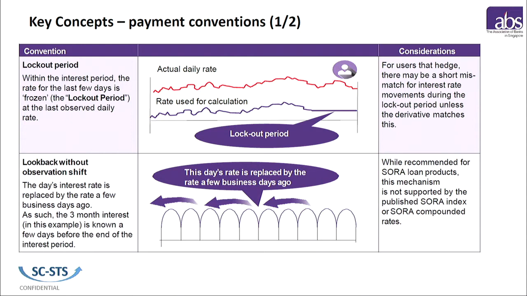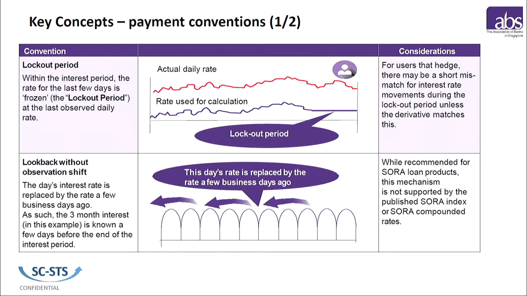And what this is, if you looked at a 3-month period, the last 5 days of daily interest rates don't move. They're kind of frozen. So that gives you some ability 5 days before to average out your interest for the previous few days and determine your interest payment.